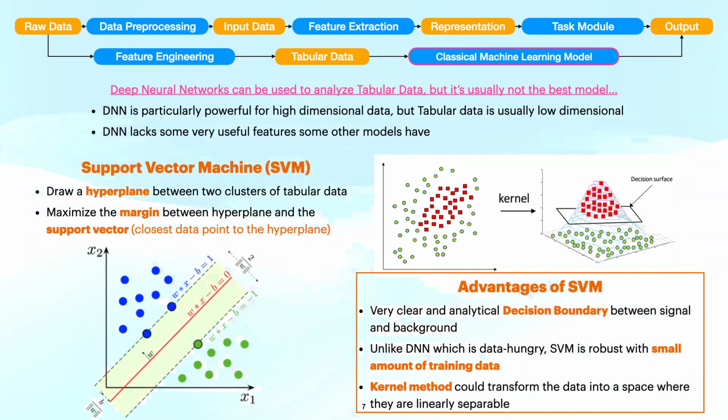Also, unlike deep neural networks, which are very data hungry and need a lot of data to train, a support vector machine is very robust even with a very small amount of training data. So if you train a neural network with, say, just 10 data points, it's going to give you some crazy result that doesn't make any sense. But if you train it with SVM, it's actually going to give you some pretty good results. So in the case that you do not have enough data to train your model, support vector machine is a really good choice. But remember, if you want to use it, you first need to do feature engineering, and you need to come up with your tabular data format.